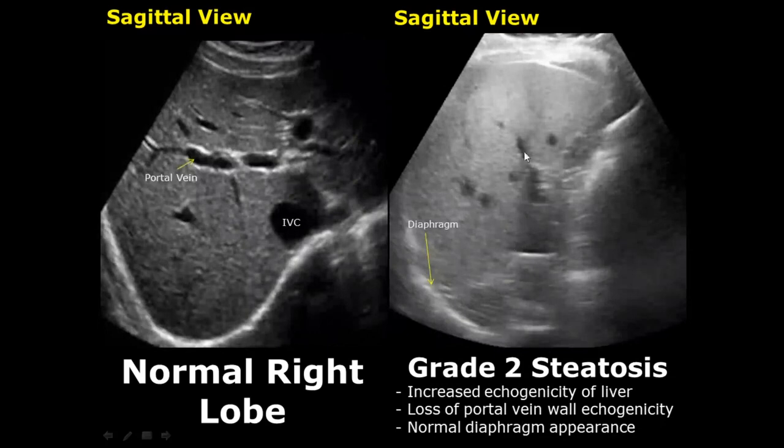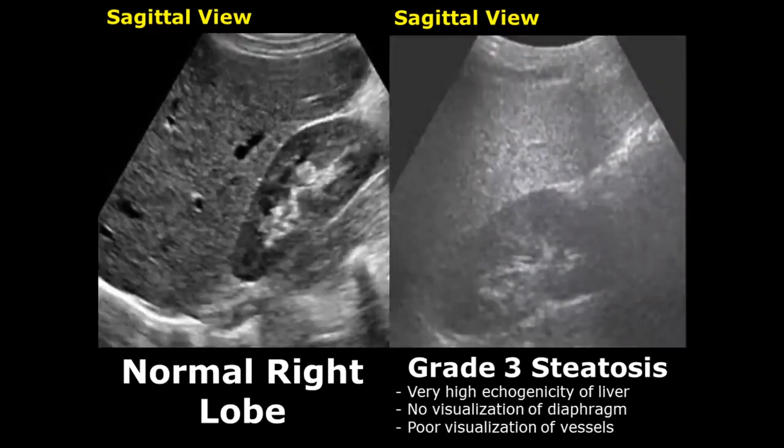In grade 2 steatosis, the echogenicity of the liver is increased and we cannot see the hyperechoic walls of portal vein clearly, but we can still see the diaphragm clearly. So this is a feature of grade 2 steatosis. In grade 3 steatosis, there is no visualization of the diaphragm, and overall there is poor visualization of the liver structures such as the vessels.